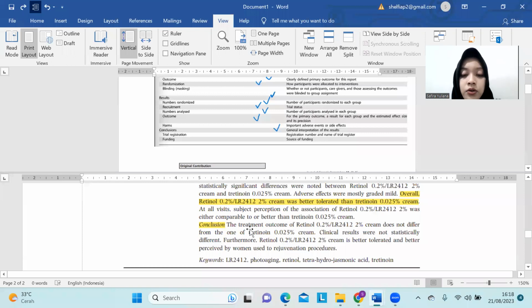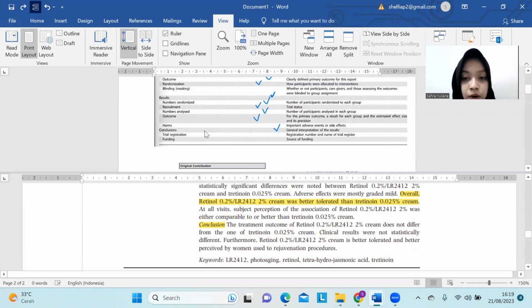And the conclusion is the treatment outcome of retinol cream does not differ from that of tretinoin cream. And the clinical results were not statistically different. Furthermore, the retinol cream was better tolerated and better perceived by women using rejuvenation procedures.